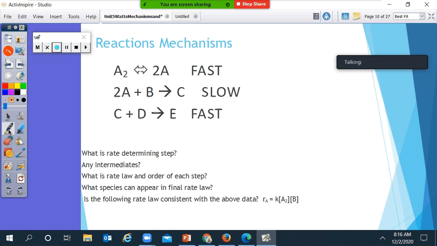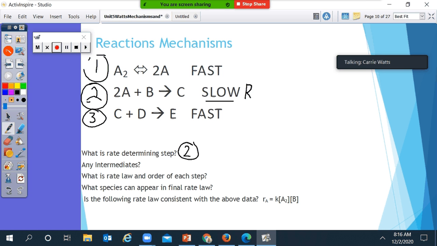Okay, so in this case, we have 3 different elementary steps, so I'm going to just number them for my own sake. That's what I do. So what is the rate determining step? Well, it's always going to be the slowest, so it's going to be number 2. This is going to be our rate determining step, meaning we are going to use that step to get our rate law.